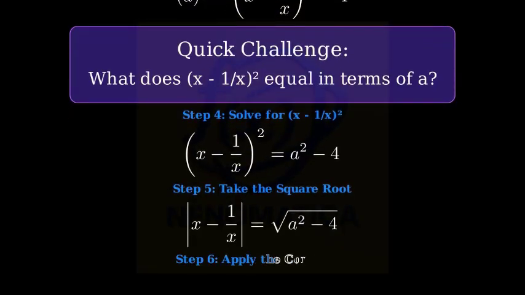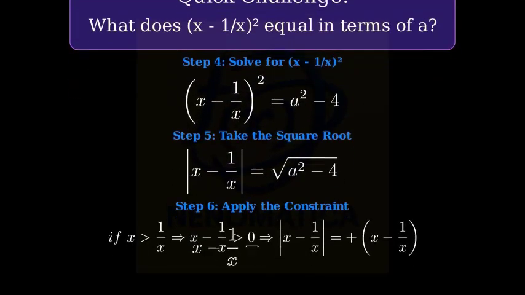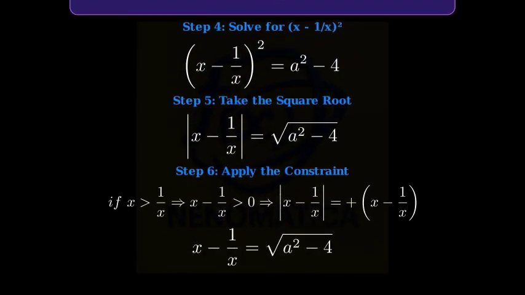We need to consider the constraint given in the problem. If x is greater than 1/x, then x - 1/x is positive. This means that the absolute value sign can be removed, and we have x - 1/x equals the square root of a² - 4.